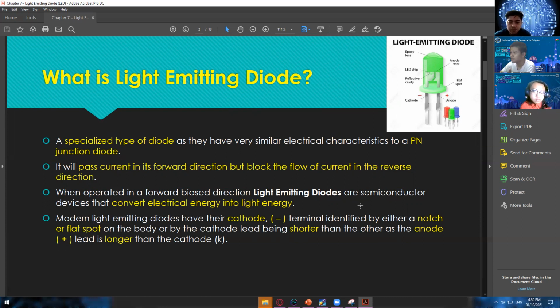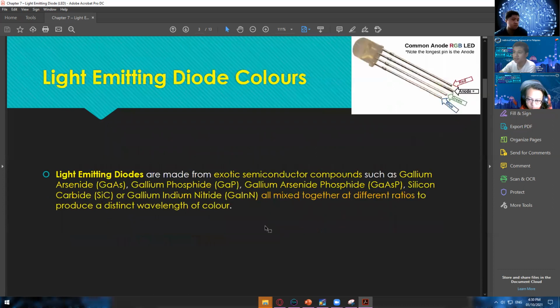The identifier for that one is the flat spot, or just take a look at the pins themselves. The longer one is the positive, and the shorter one is the negative. We also have this common anode RGB LED. It has 4 pins, wherein the first one is blue, then green, then the third one is the anode, and the last one is the red. That is where the RGB came from: red, green, and blue.